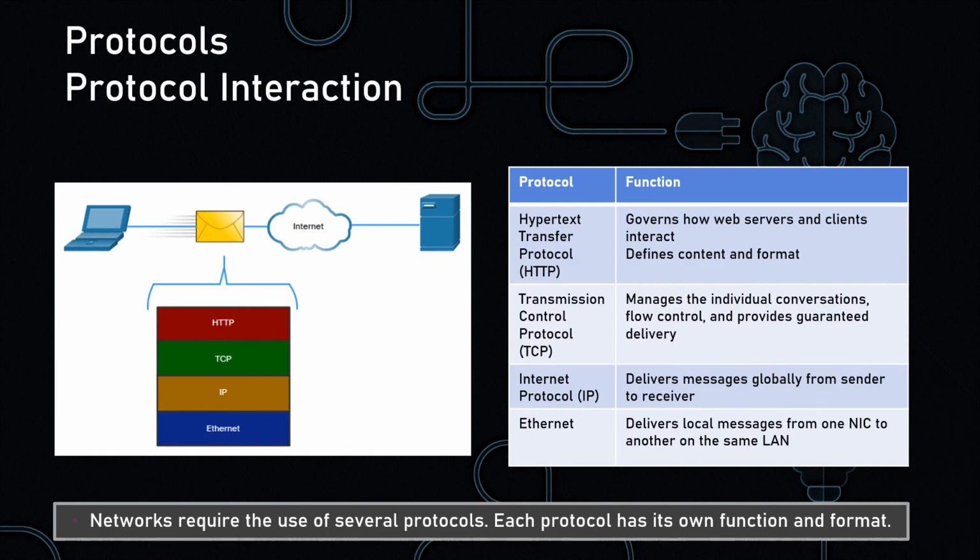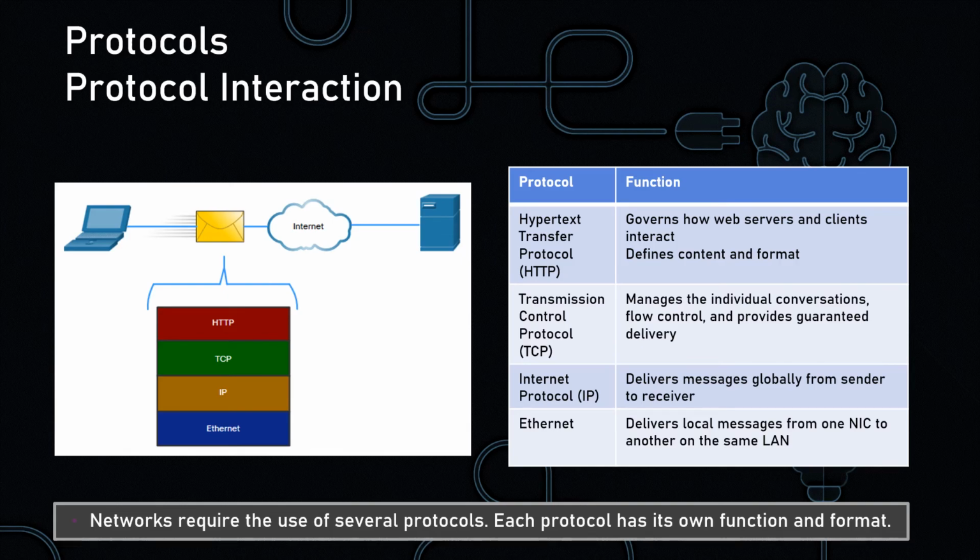Protocol interaction deals with how each protocol has its own function and format to handle different aspects of transmission from one place to another. So for example here, we have a packet being sent from a laptop into the internet to go to a server. HTTP, TCP, IP, and Ethernet transmission are all involved as part of the process.